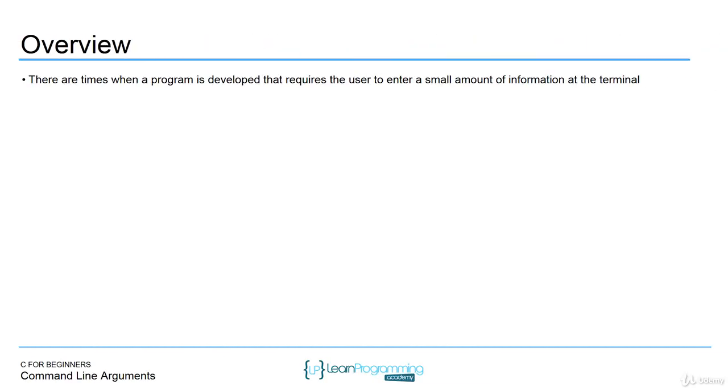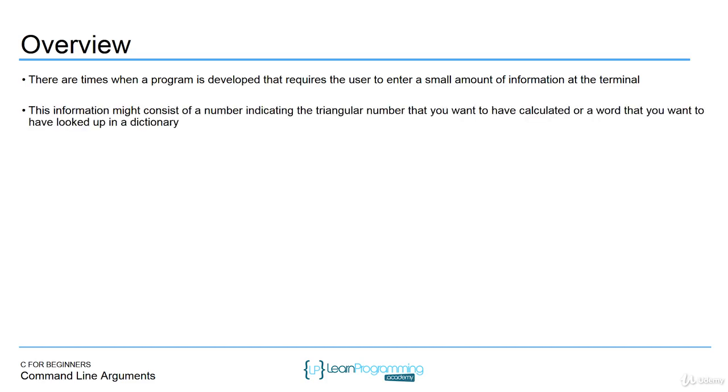So command line arguments. Basically, there are times when a program is developed that requires the user to enter a small amount of information at the terminal. Just like this implies, command line arguments are essentially program arguments. It's how you can pass data to a program. So when a program needs data that's dynamic, that's entered by the user, there's a number of different ways you can pass this data in. You can either ask the user for it, or you can pass it as a program argument, right?